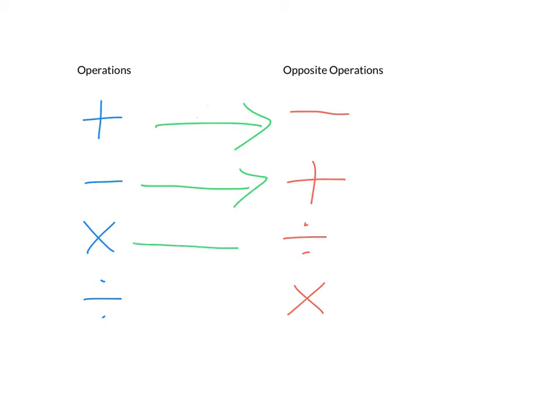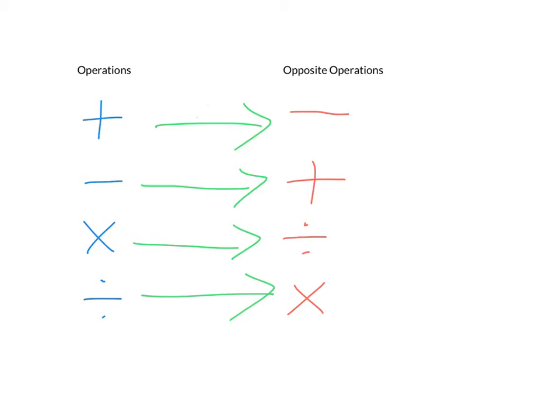So for addition, the opposite operation is subtraction. For subtraction, the opposite operation is addition. For multiplication, the opposite operation is division. And for dividing, the opposite operation is multiplying. So, if you see an operation of adding, you'll undo it by subtracting. If you have an operation of subtracting, you undo it by adding. An operation of multiplying, you will undo by dividing. And an operation of dividing, you will undo by multiplying.